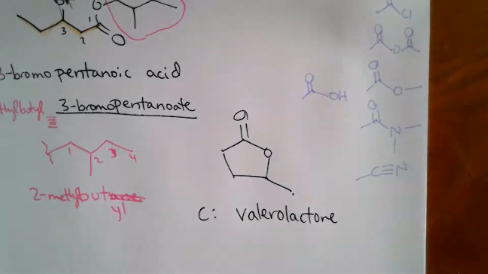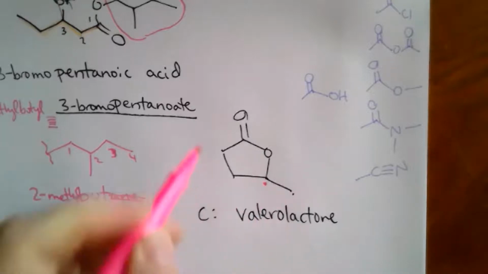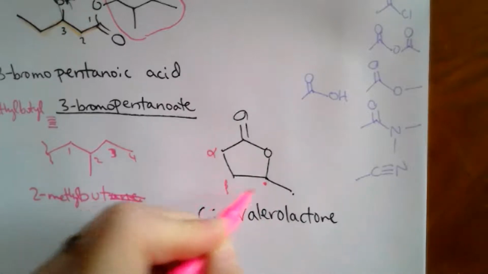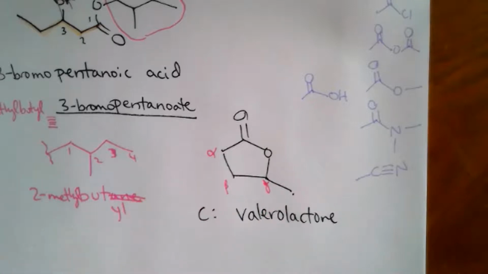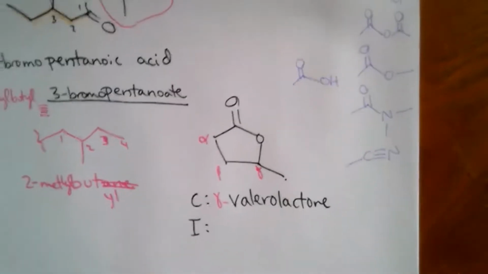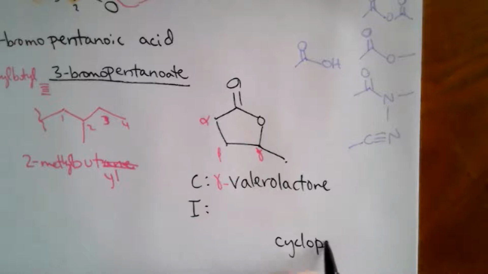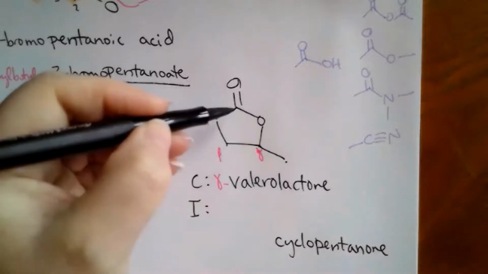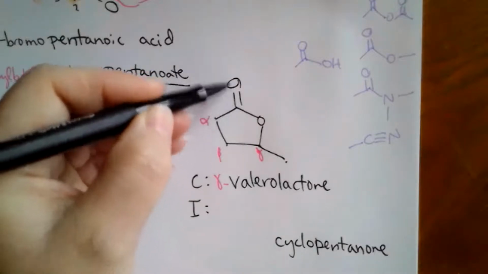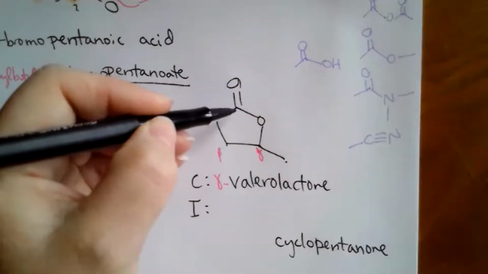And that bond here is what we need to refer to: alpha, beta, gamma valerolactone. IUPAC for this guy. It's a 5-membered ring. So it's cyclopentanone, to account for this carbonyl.